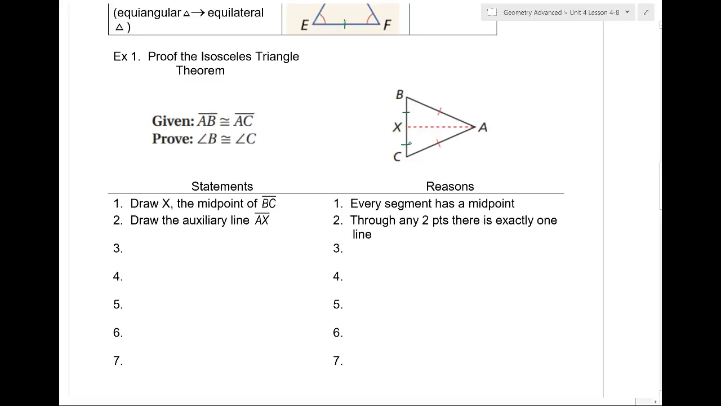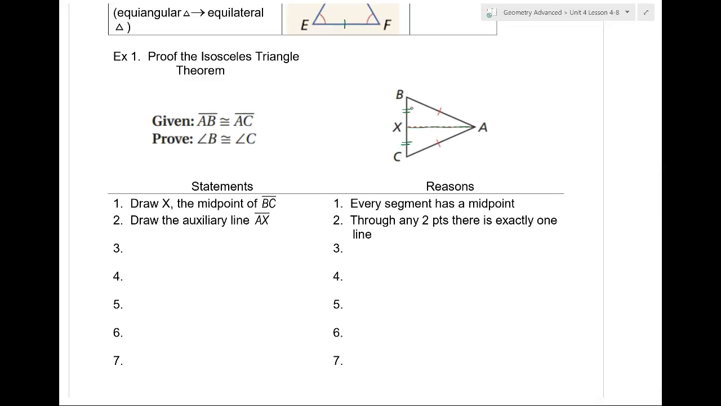Then I'm going to draw in an auxiliary line. Remember, auxiliary lines are ones we add into proofs. So we're going to add one in that goes from our vertex angle, A, straight to my midpoint. Now, guys, the moment that I do that, how many triangles did I just form? 2. Okay. So remember, we're going to get 2.